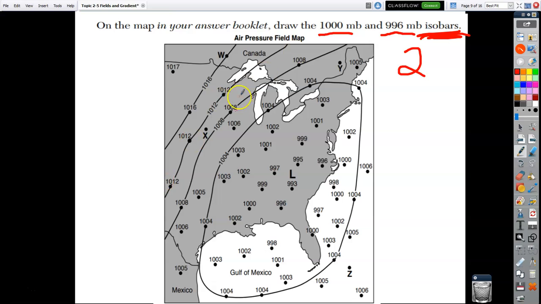Now you can see they've drawn a few already for you. And notice the numbers are getting lower as you go to the low. See the low pressure? Low pressure, and we'll get into that in weather, is a storm. So when you work your way from up here toward the low, the numbers are dropping. So this is the 1016, 1012, 1008, 1004, which is typical. You notice the increments are every 4 millibars, right? So we're now drawing the 1000 and the 996.